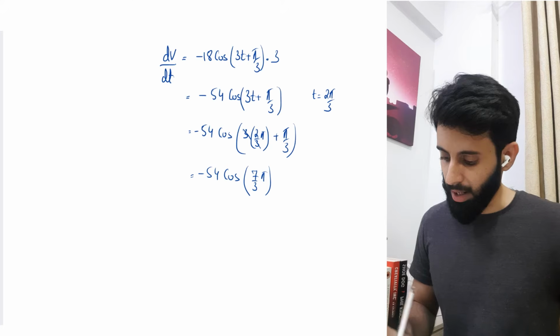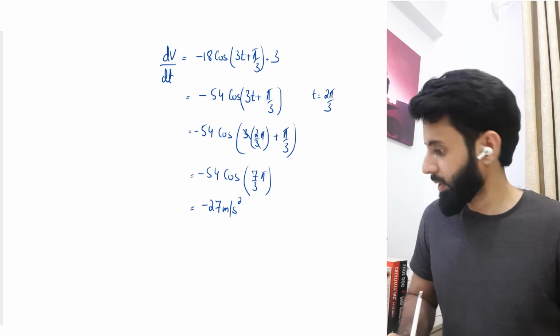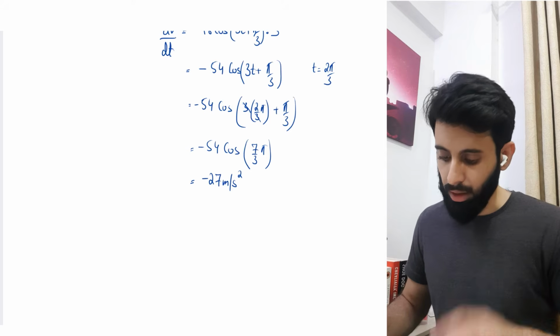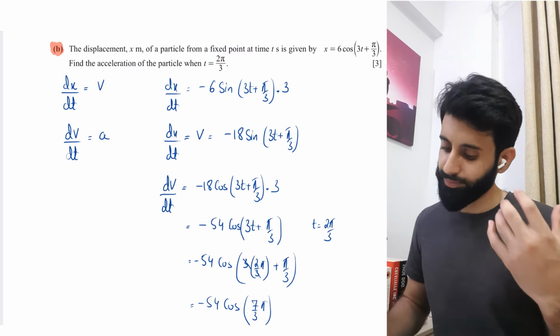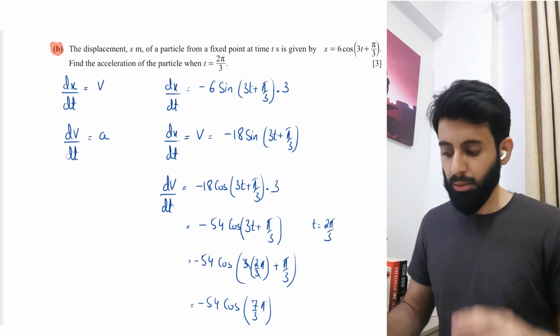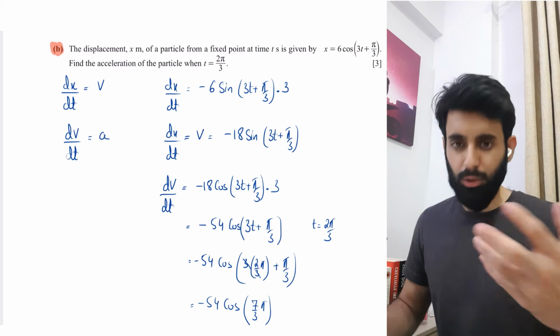So we're looking at minus 27. So minus 27 meters per second squared, and that is the correct answer. Now, one thing I'd like to point out: had the question asked you to find the deceleration, then you wouldn't have given the negative sign, because deceleration is kind of sufficient. There's no need to put the negative sign.